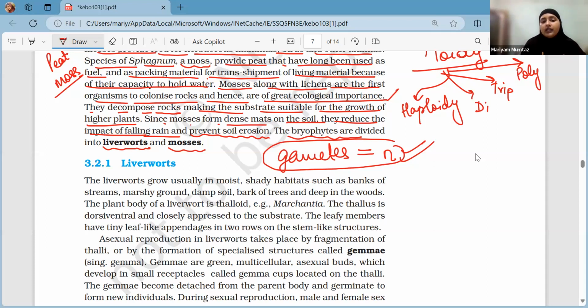Okay, so let's keep it till here only for today, because the time is up. In the next class, we'll start with the liverworts. Clear? Do you people have any doubts? No doubts? Sure. Please revise this before coming to the next class, okay? I will ask gametophyte and sporophyte, okay?